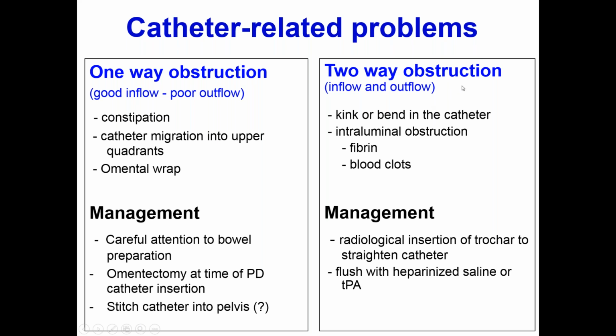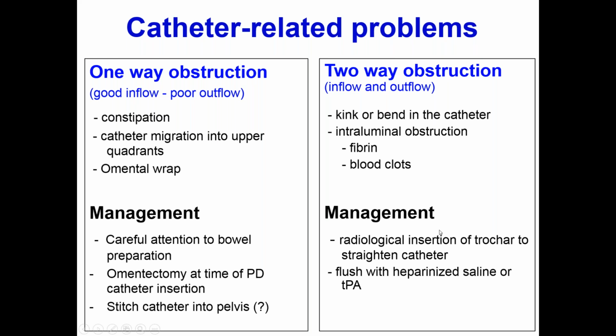Now looking at two-way obstruction where both inflow and outflow may be affected, this could be because of a kink or a bend in the catheter, so the lumen of the catheter itself is partially or completely obstructed because of an actual mechanical problem. It could be an intraluminal obstruction, such as with fibrin or with blood clots. Managing this in some centers is done by radiological insertion of a trocar in order to straighten out the catheter. This can be quite high risk. I have to say, in my center, our surgeons prefer not to do this, but in skilled hands, it has been used.